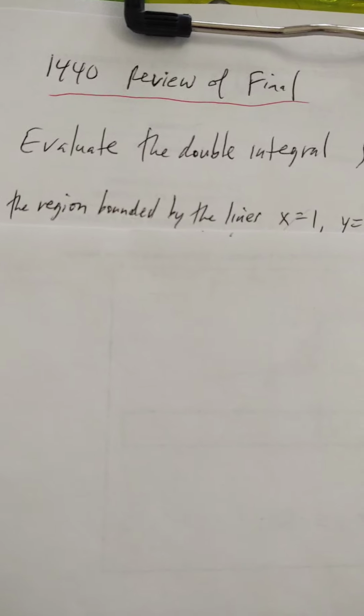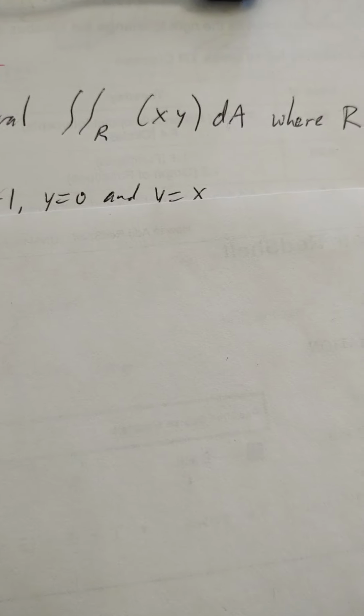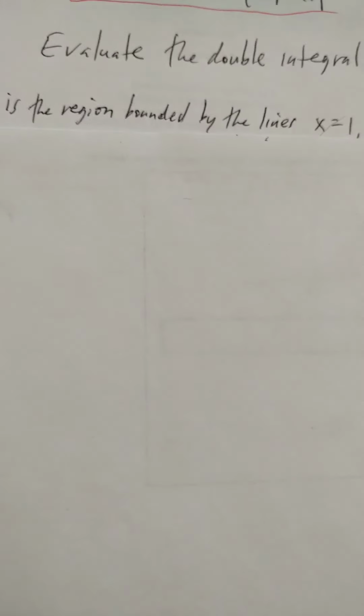Okay, so more review. Here we go. Evaluate the double integral over some region R of our function in two variables x times y with respect to area, where R is the region bounded by these lines, x equals 1, y equals 0, and y equals x. Here again, feel free to pause the video and try it first.